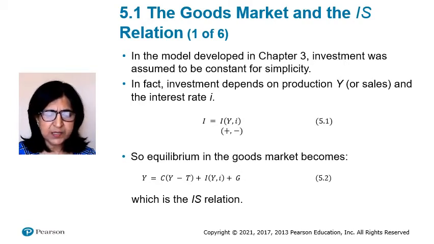Y equals C(Y minus T) plus I(Y, i) plus G, equation 5.2. Equation 5.2 says Y equals C plus I plus G, where C is a function of disposable income Y minus T, investment is a function of output Y and interest rate i, and G is determined by government as a matter of fiscal policy.